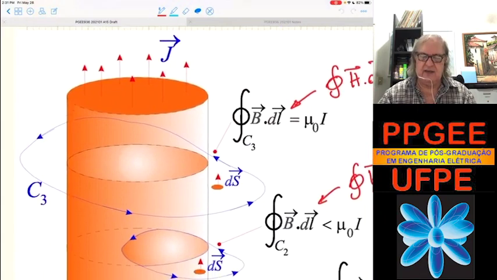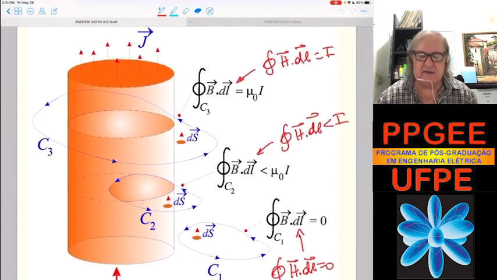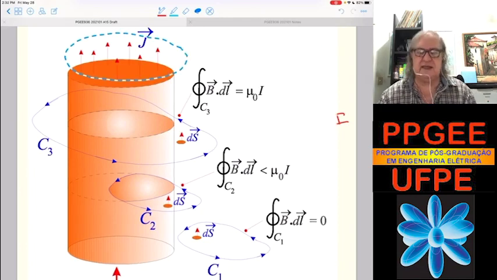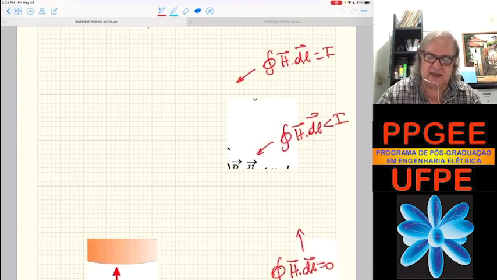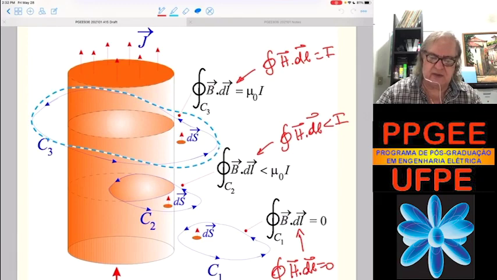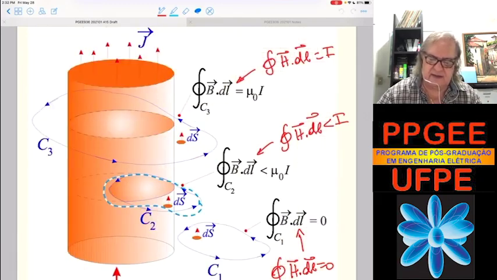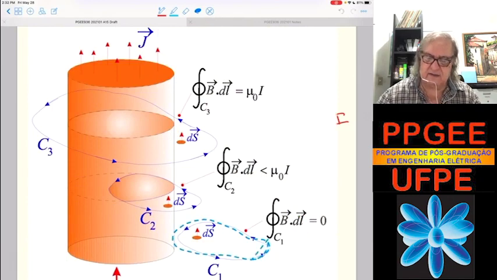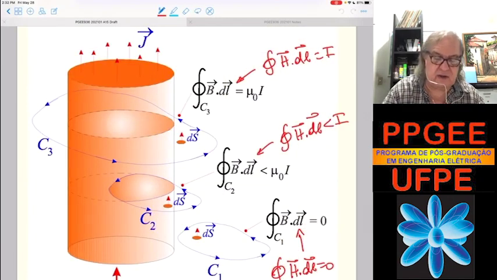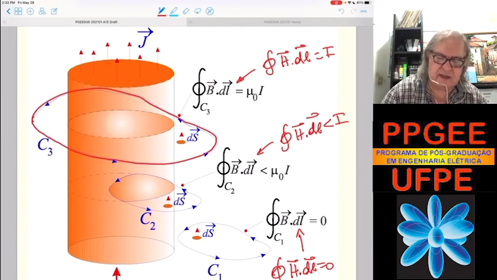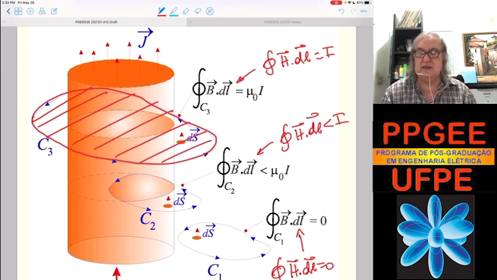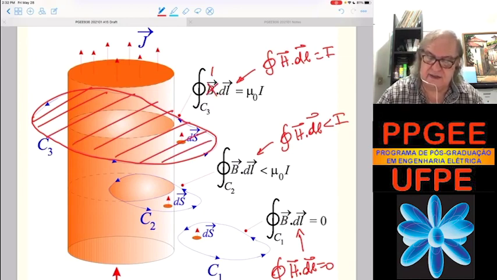So let's take a look at the scenarios that we have for the application of Ampere's law. We have here a cylinder having current that is distributed across the cross section. I can enclose the whole cylinder with a closed loop, or part of it, or I can just make a loop outside of the cylinder. If I enclose the cylinder with an external loop like this, the area that's enclosed is this area here. We are using H.